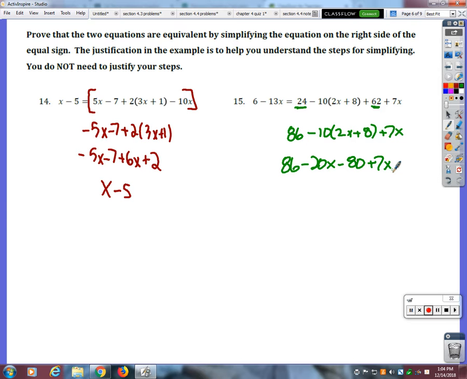Subtract, because this one's negative. So 86 minus 80 is, no, 86 minus 80 is 6. And then negative 20x and 7x makes negative 13x. And that's the same as that. So that one checks out too. All right.